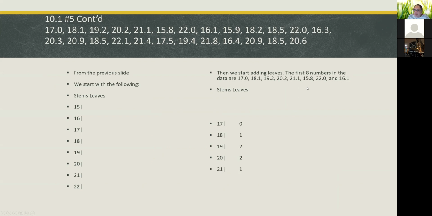And then I see 15.8. So next to 15, I'll put an 8. Then next to 22, I'll put 0 for 22.0. And then next to the 16, I'll put a 1. And then next to the 15, I will put a 9 because my next number is 15.9.